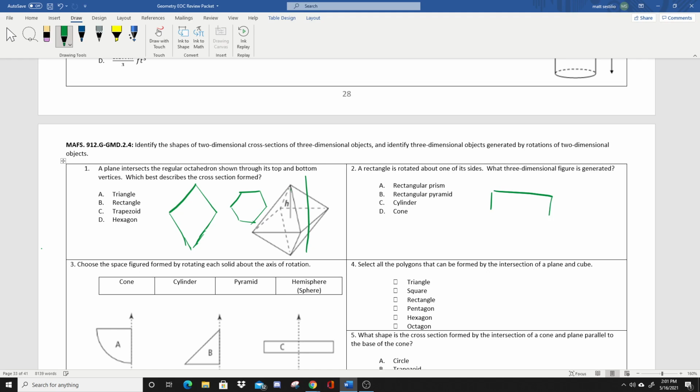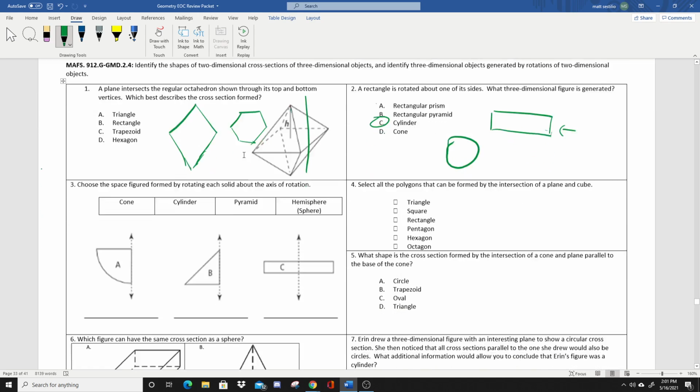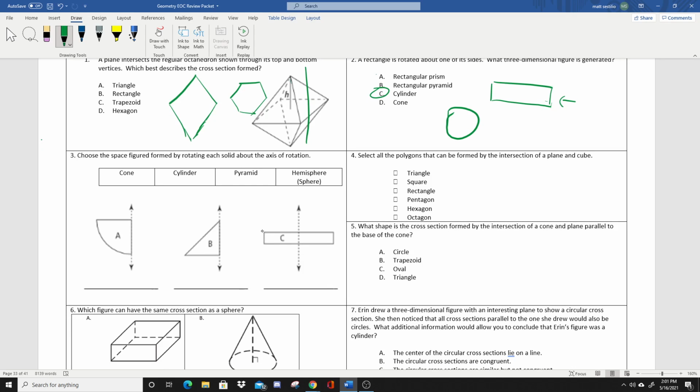So if you have a rectangle and you're rotating it around, think about it this way: if you're looking at it from this way, and you're rotating it in a circle, you would get a cylinder. This would be a hemisphere. This would be a cone, and this would be a cylinder.